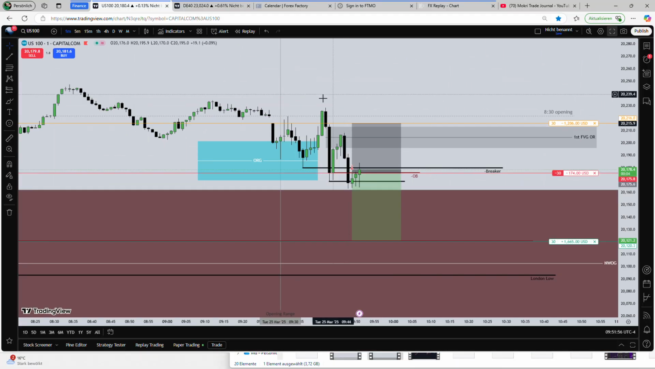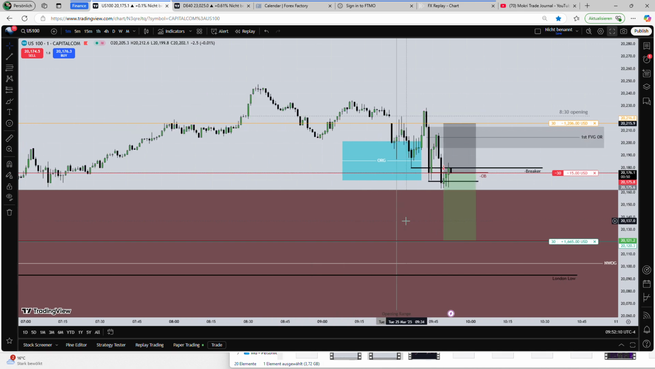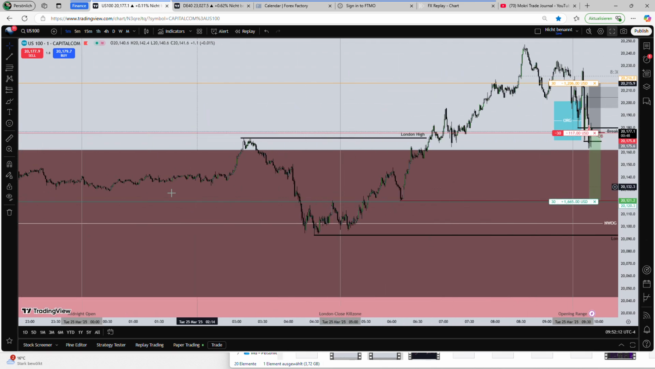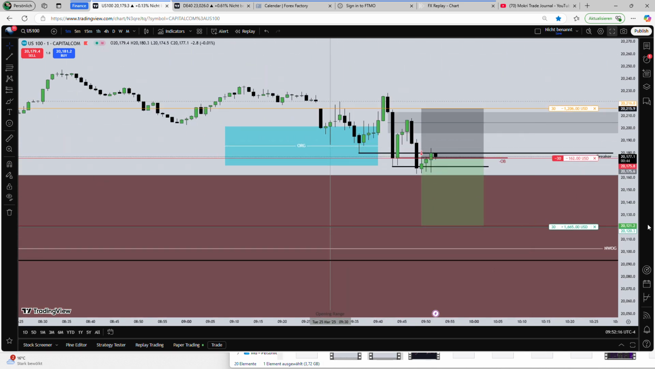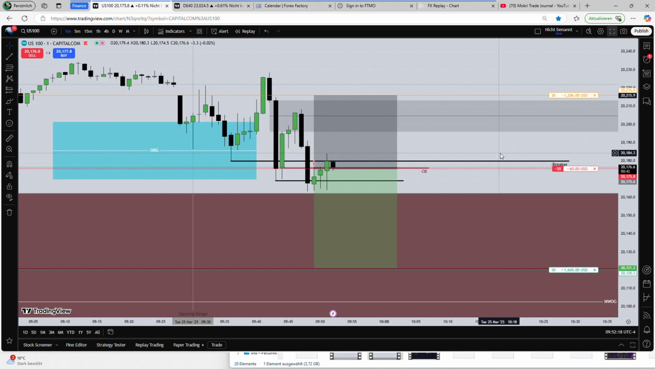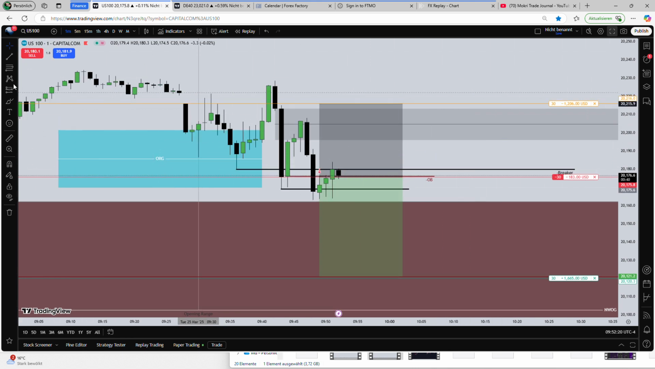I have also here another trade above the 8:30 opening. This is enough for me to think like, okay, I have a trade above the 8:30 opening. So now price will start to trade lower. And we are also above the midnight open, which is another good sign. The price is in a premium, so we are only willing to be a seller.